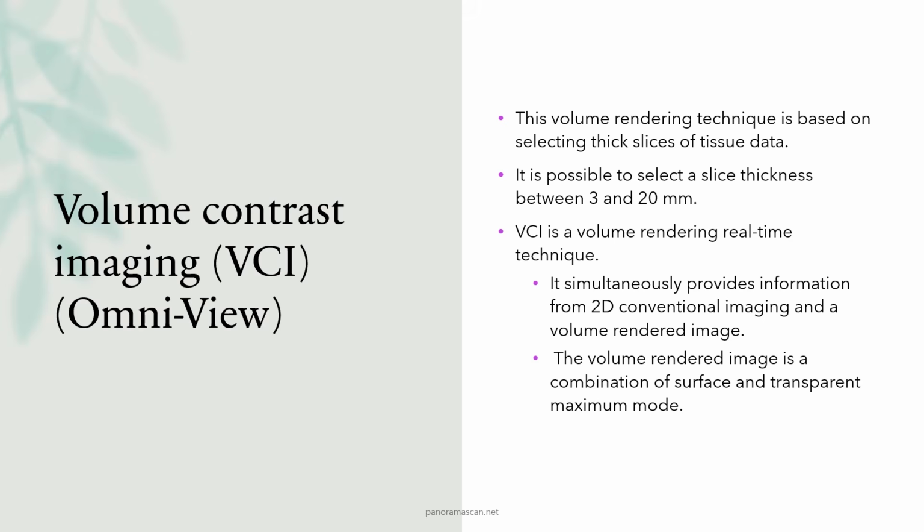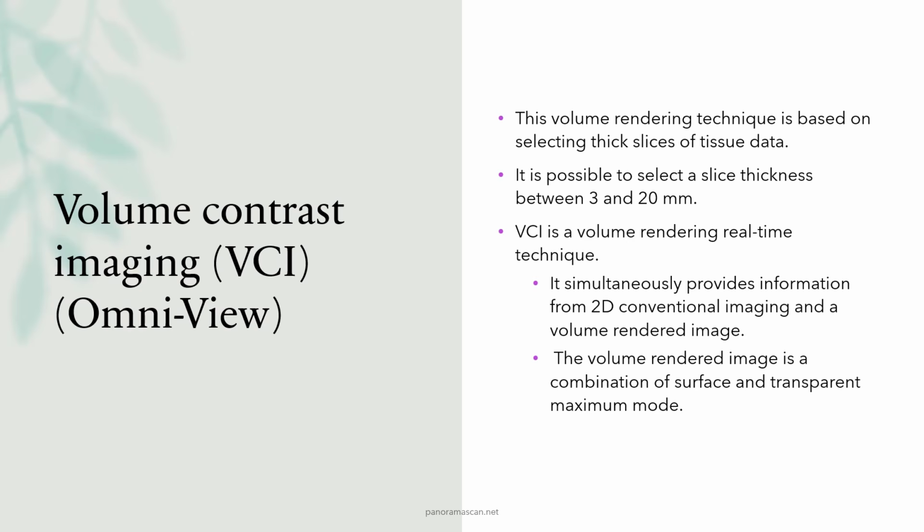The volume-rendered image created by VCI combines surface rendering and transparent maximum mode. This dual approach helps visualize both the surface anatomy, such as the fetal face, limbs, or abdominal wall, and internal structures, such as organs or vascular systems, by emphasizing different aspects of the tissue.